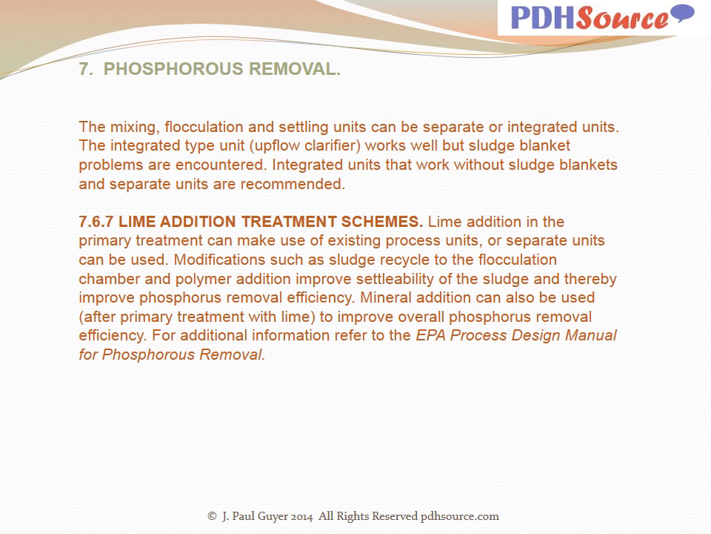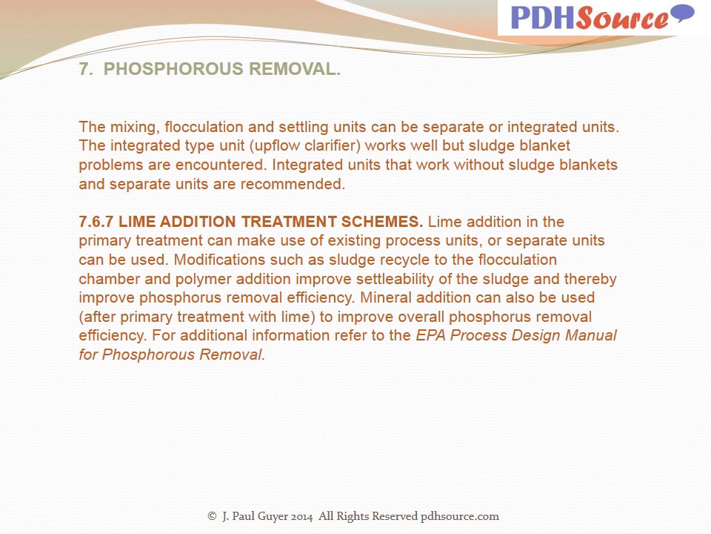The mixing, flocculation, and settling units can be separate or integrated units. The integrated type unit, an upflow clarifier, works well, but sludge blanket problems are encountered. Integrated units that work without sludge blankets and separate units are recommended. Lime addition in the primary treatment can make use of existing process units or separate units can be used.